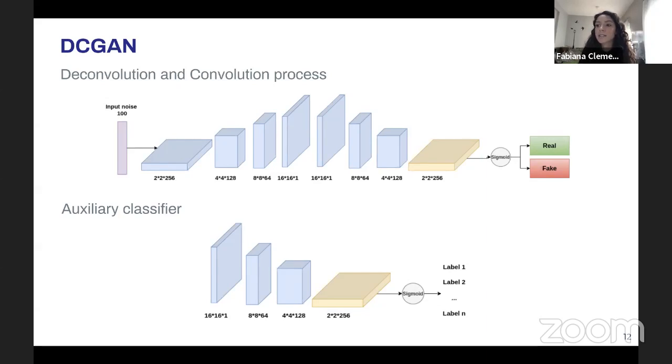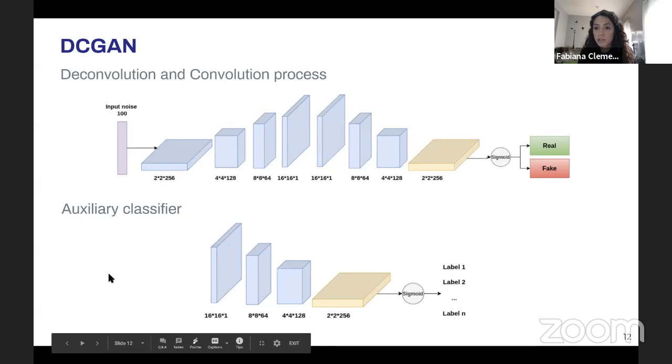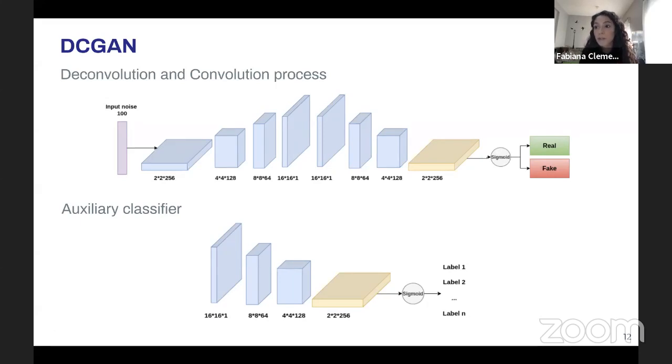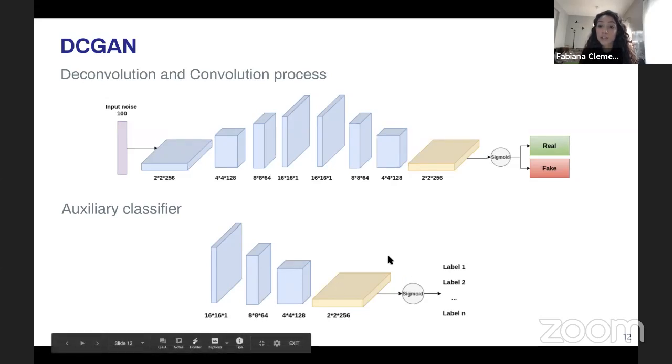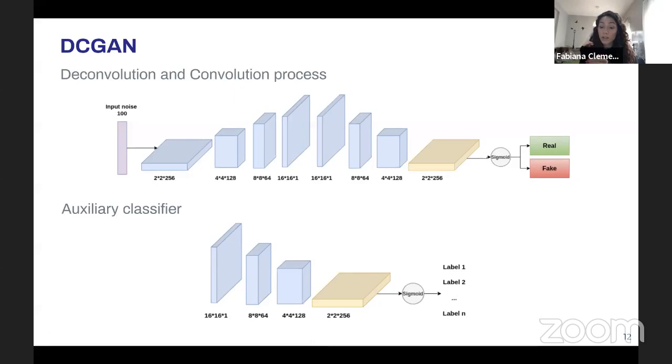Its architecture is the same as the discriminator, as we can see, but with a slight difference concerning the sigmoid function output. In this case, the output of the auxiliary classifier does not just discriminate between real or fake, but rather between the different labels that are available in our data set. Adding this auxiliary classifier can improve the overall generated records quality significantly.